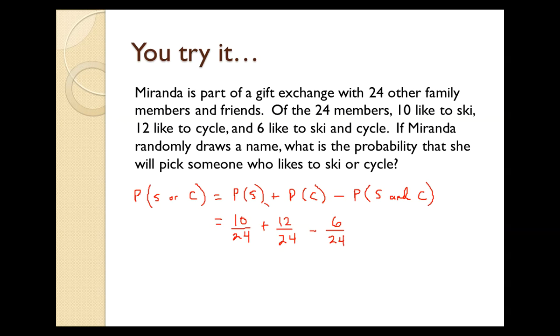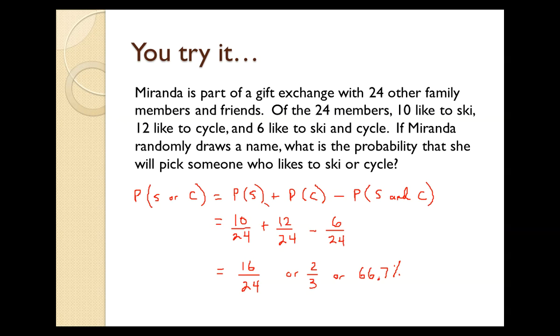And keeping the denominators the same makes it easy to add these. So you get 10 plus 12, 22. 22 minus 6 is 16. You get 16 out of 24, or a 2 out of 3 chance, or if you prefer, about 66.7%.